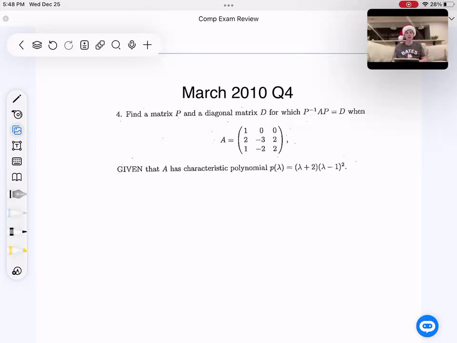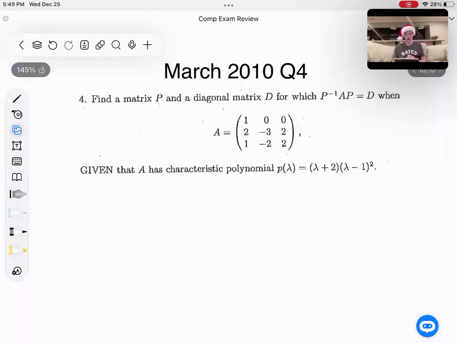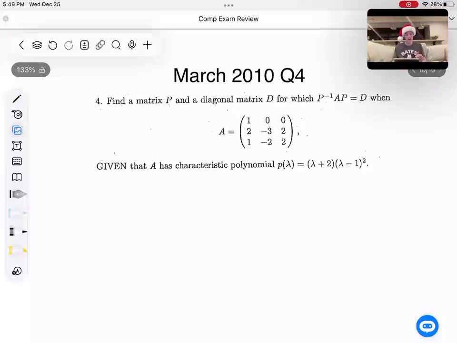Today, we're going to be taking a look at a linear algebra problem from the March 2010 comprehensive exam. It's question number 4, and it reads, find a matrix P and a diagonal matrix D for which P inverse AP is equal to D when A is this specific matrix that we have right here. Given that A has a characteristic polynomial, P of lambda is equal to lambda plus 2 times lambda minus 1 squared. So this is actually very convenient.